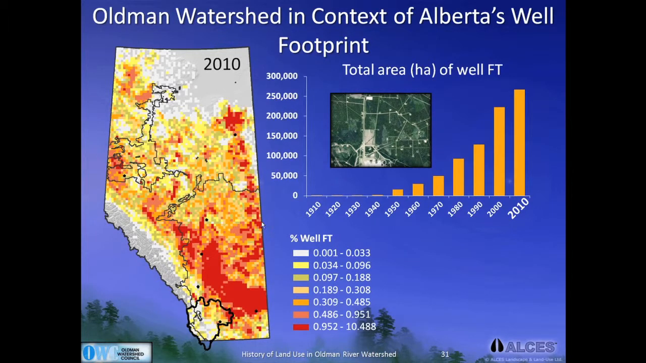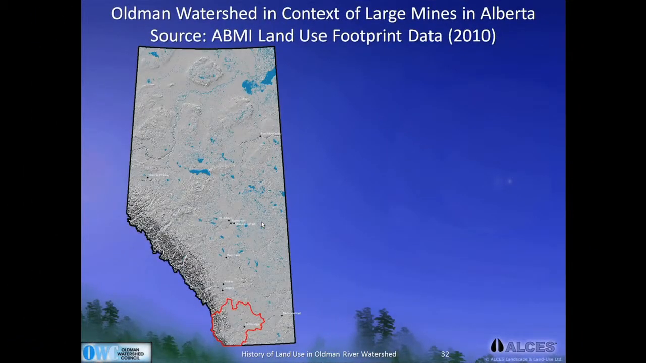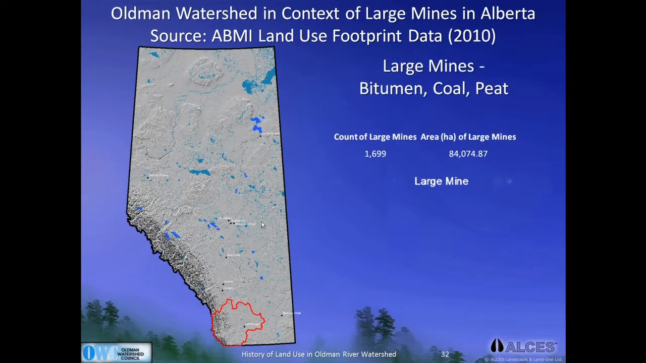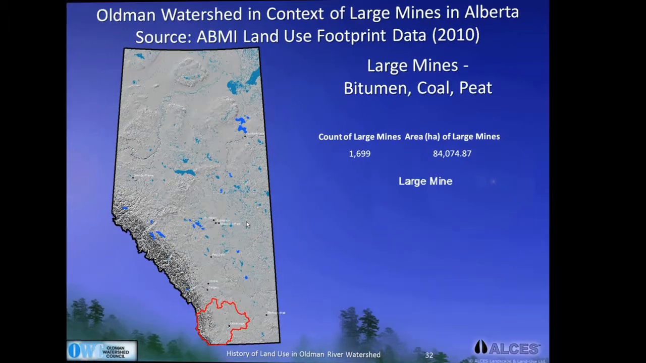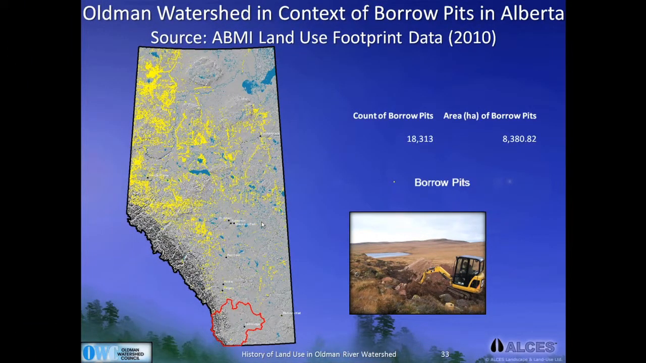So here, using data from the Alberta Biomonitoring Institute, this is very recent 2010 data. We're looking at the large mines in Alberta, that being bitumen, coal, and peat, and you can see them in blue. I'll just flash them off and on here, and we note that these footprints are not even found in the Oldman Basin.